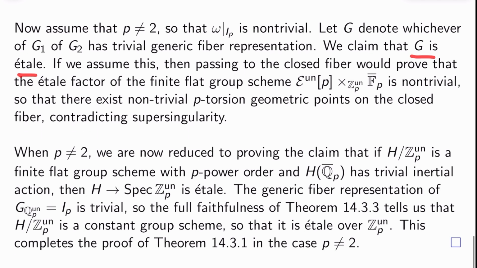So how do we do that? Well, you're now reduced to proving something more abstract, but a lot more limited in scope, which is the following. When p isn't 2, we're now reduced to proving the claim that if H over Z_p^un is a finite flat group scheme with p-power order, and the Q_p bar points of H have trivial inertial action, then H viewed as a Z_p^un scheme is étale. How do you prove this? The generic fiber representation of G_{Q_p^un}, which is just inertia at p, is trivial. That's given. So the full faithfulness part of Raynaud's equivalence of categories tells us that H over Z_p^un is a constant group scheme, by this triviality. Well, if it's a constant group scheme, then it's étale over Z_p^un. Great. You're just done.